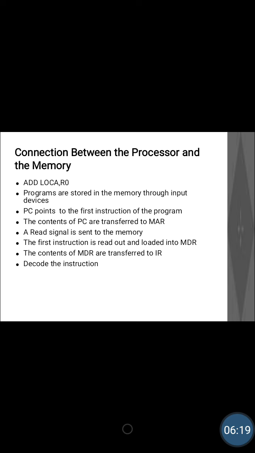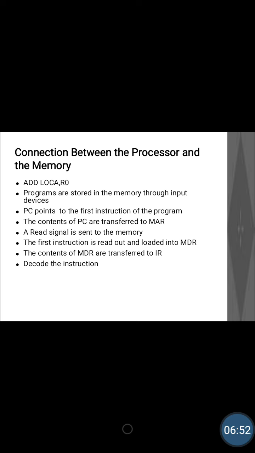Okay. So now the memory data register is holding what? The instruction ADD LOCA, R0. Now this content is transferred to IR. What is IR? Instruction register, isn't it? So from here what happens? The content of IR is taken and decoding takes place. The instruction within IR will be decoded. After decoding only, the processor will get to know what the operation is.